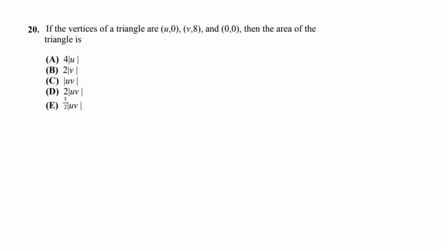20 asks us, if the vertices of the triangle are (u, 0), (v, 8), and (0, 0), then the area of the triangle is... Let's visualize this. Draw a graph. We have one vertex at (0, 0), one at (u, 0), and another at (v, 8). That could be anywhere, as long as the height is 8. So it could be anywhere here. I'm just going to put it here for now.